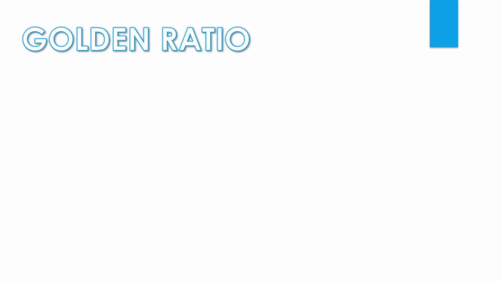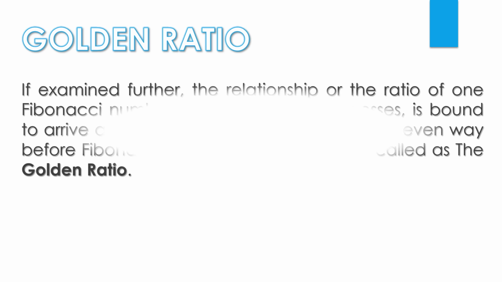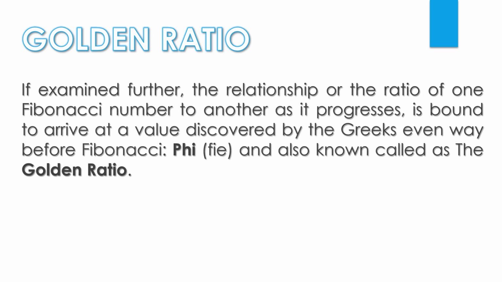Okay, next. Now, let's talk about the golden ratio. Di ko alam kung narinig niyo na to, or first time niyong marinig to. Okay, so sa golden ratio, it is defined as this. If we examine further the ratio of one Fibonacci number to another as it progresses, it is bound to arrive at the value discovered by the Greeks even way before Fibonacci, also known as the golden ratio. Ano ba yung golden ratio na tinatawag dito?